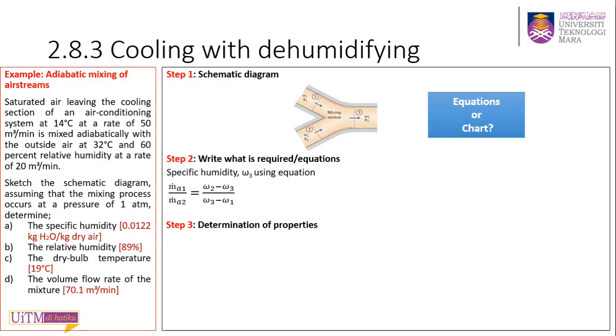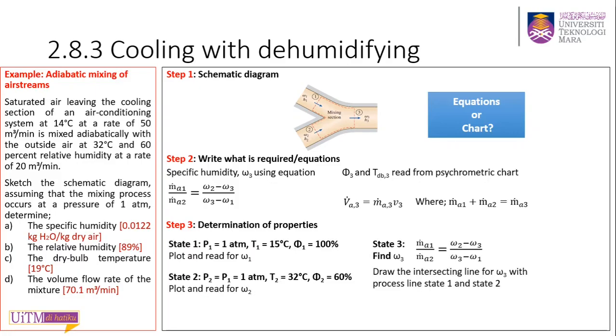For relative humidity and dry bulb temperature, we will plot and read the values from the psychrometric chart for state 3, and we can solve the volume flow rate using the following equation. For step 3, using the chart, we can plot for state 1 and state 2 using the given information. For state 3, once we have calculated for omega 3, we will draw the required property line.